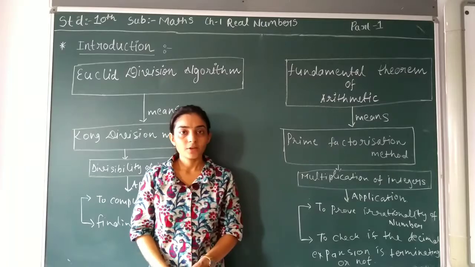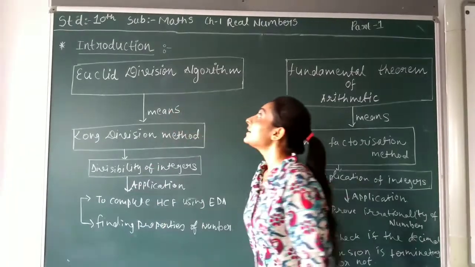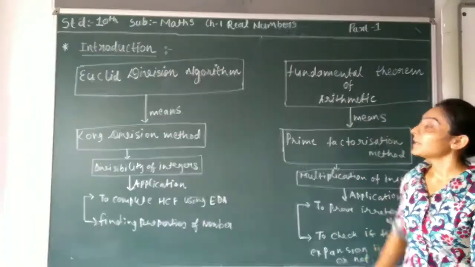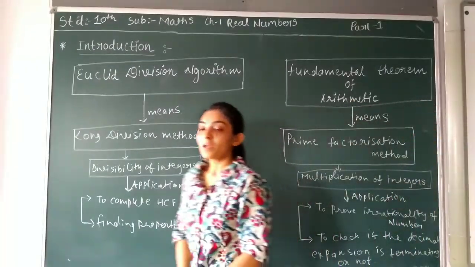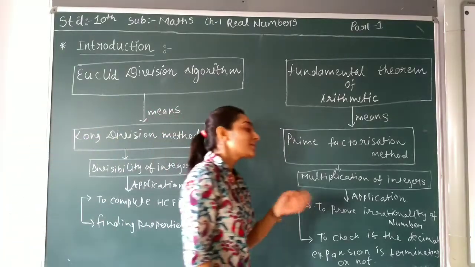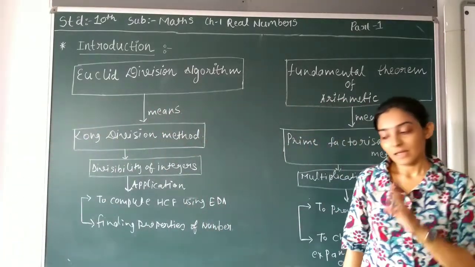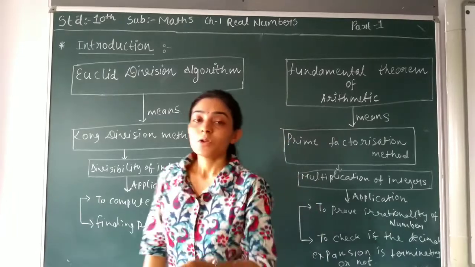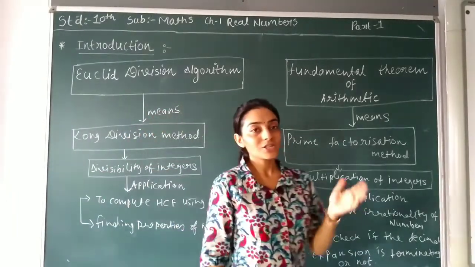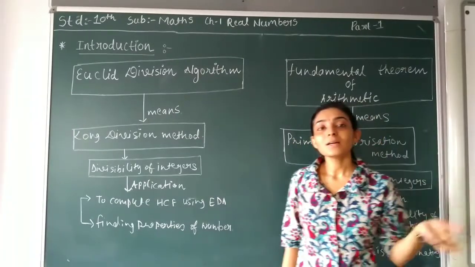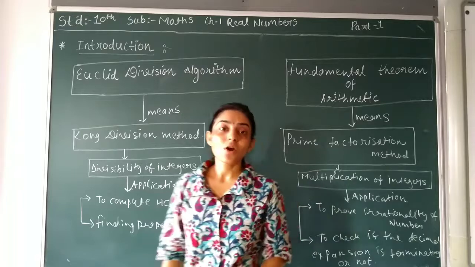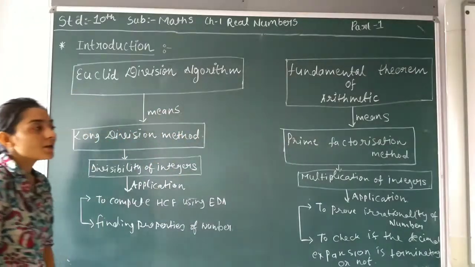Hello everyone, good morning. Standard 10, subject maths, chapter number 1, real numbers. Do you know what a real number is? You already studied it in standard 8 and 9. A real number is a collection of all the rational numbers and irrational numbers. We call it a real number.